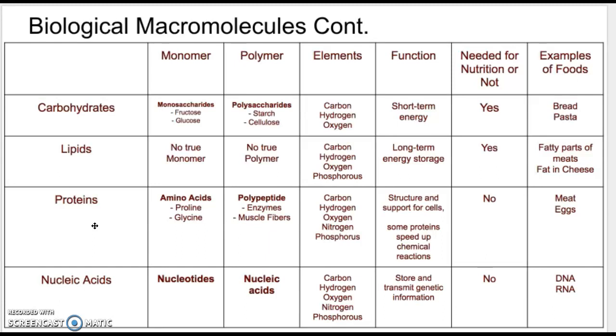For nucleic acids, the monomers are nucleotides, and the polymers are nucleic acids. The function of nucleic acids is to store and transmit genetic information. Examples of nucleic acids are DNA and RNA. The main elements found in nucleic acids are carbon, hydrogen, oxygen, nitrogen, and phosphorus. For nutrition, you'll need carbohydrates, lipids, and nucleic acids, but you don't necessarily need proteins.